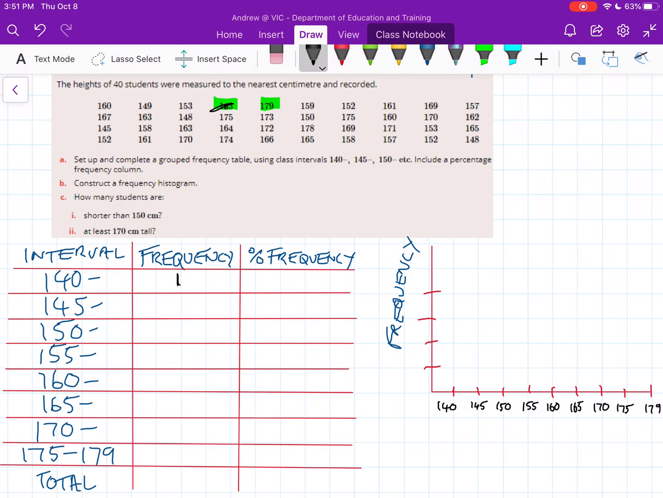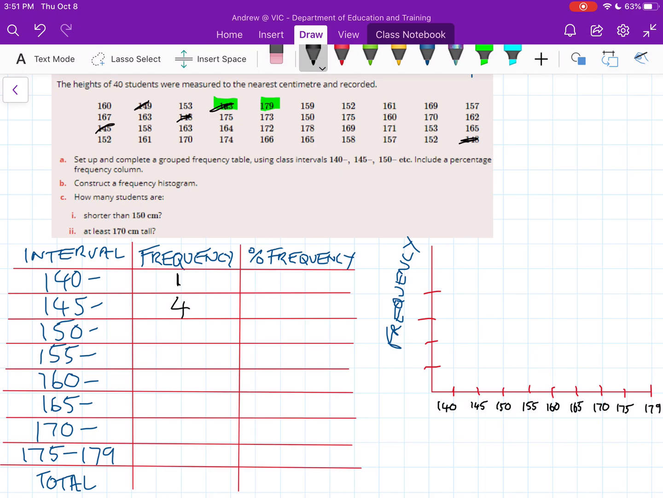So we now look at numbers that are in between 145 and 149. We've got one there, 2, 3, and I should have another one in here, and 4. So we have 4 of those. So you go through and complete this like that.